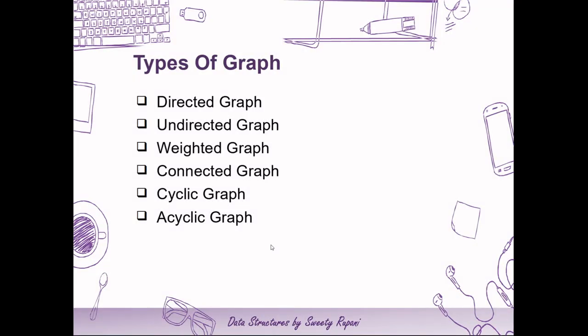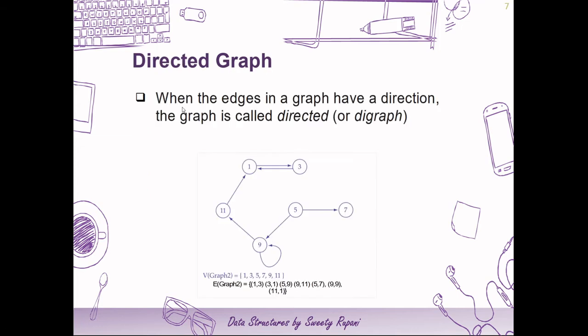Let us now have a look at types of graph. So the graph can be represented using one of these three types depending upon the requirement of the graph. The three main important types of graph are directed graph, undirected graph, and then weighted graph. We'll come to each of these, followed by which we can have a connected graph, cyclic graph, and an acyclic graph. So in all, there are 6 types of graph. Let us now have a look at a directed graph.